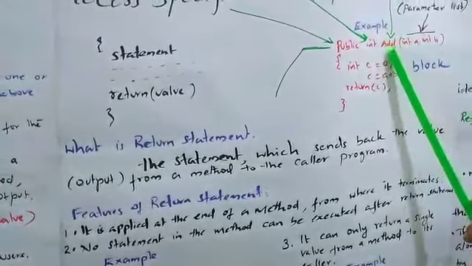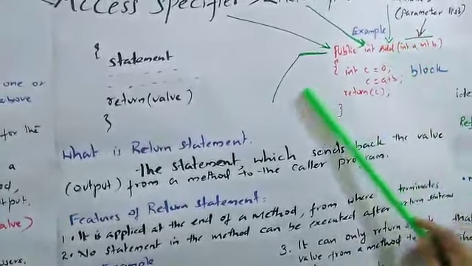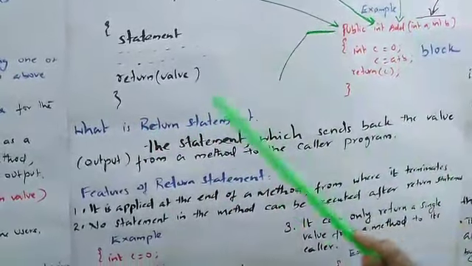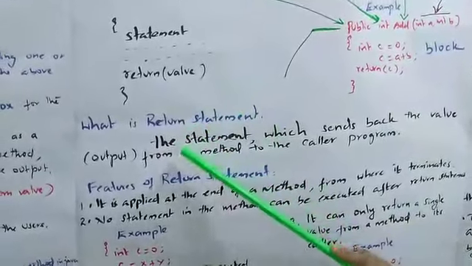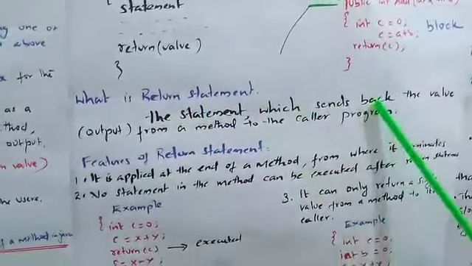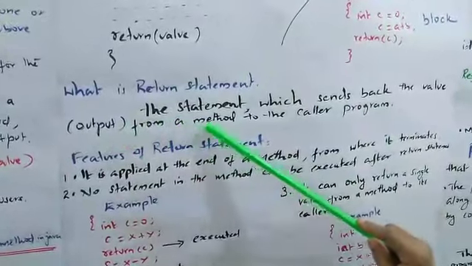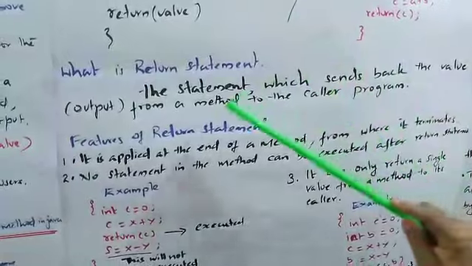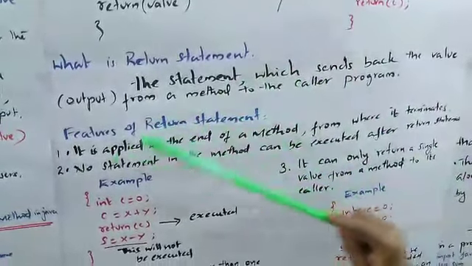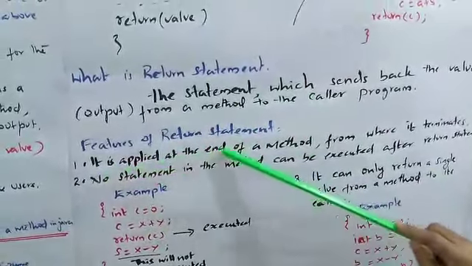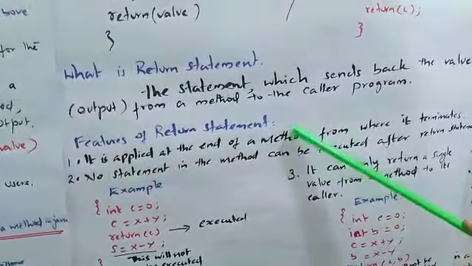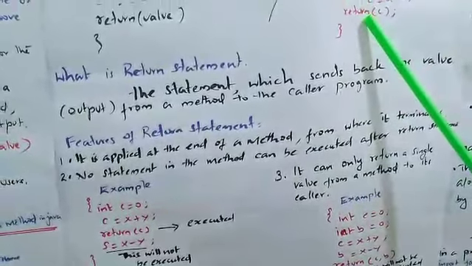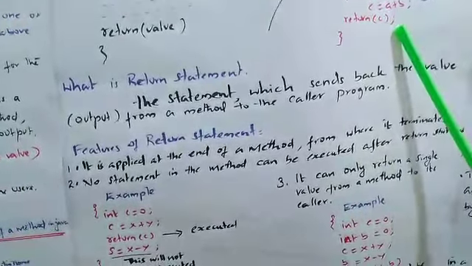After that, this return: you have to study what a return statement is. The return statement sends back the value, that means the output, from a method to the caller program. Now come to the features of the return statement. It is applied at the end of a method, that means it is applied at the end of the method from where it terminates.